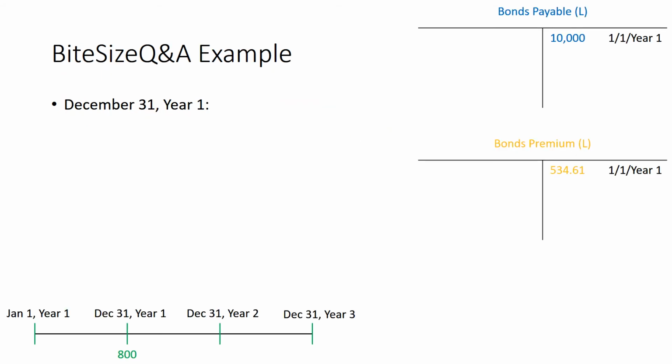Now we can think about what happens on December 31st, year 1. So on that date, there's a coupon payment of $800. This means that cash is going to go down by $800.